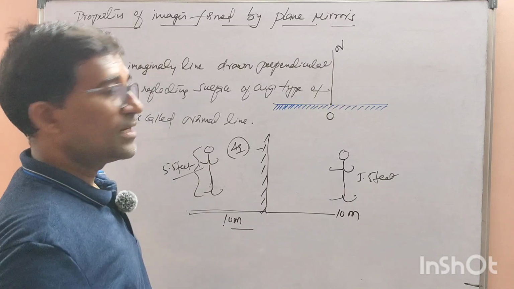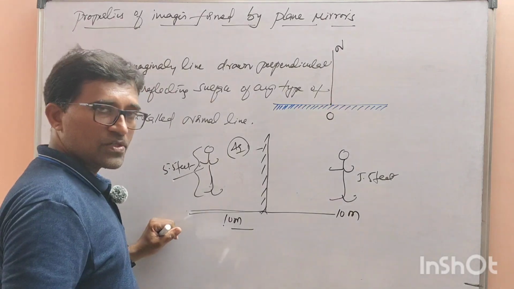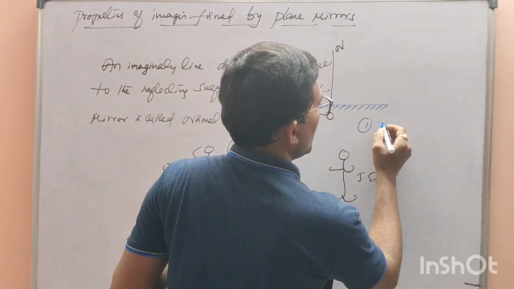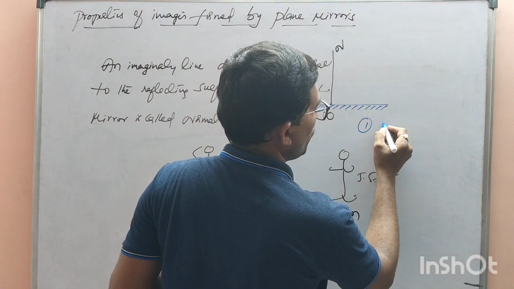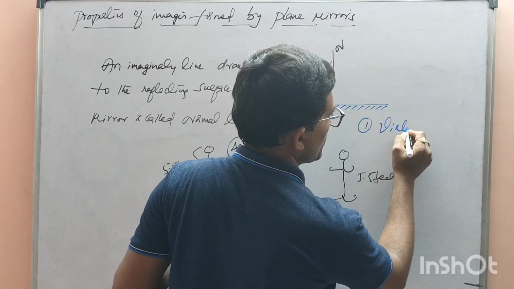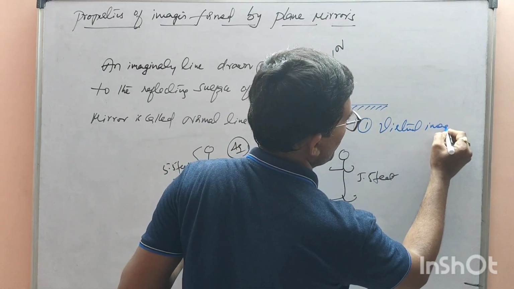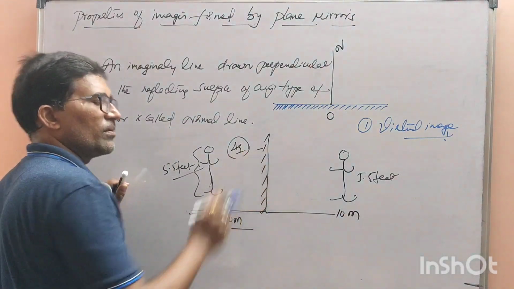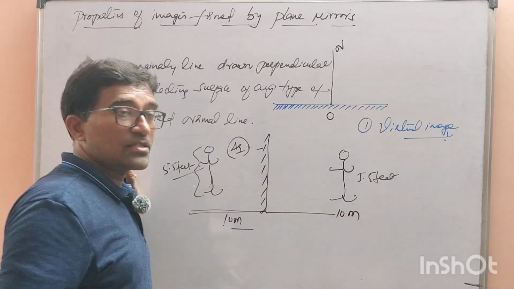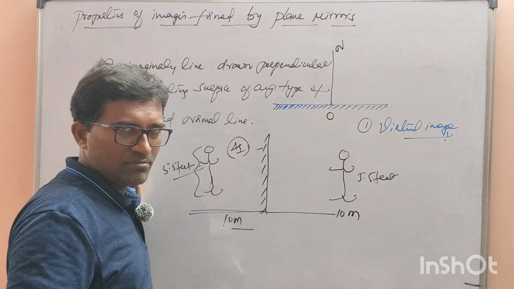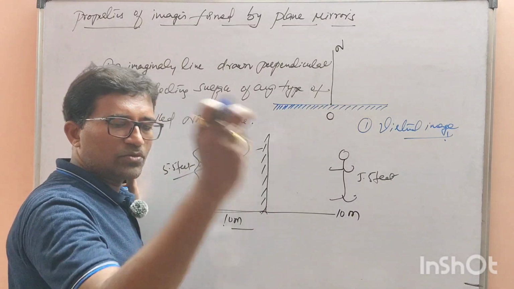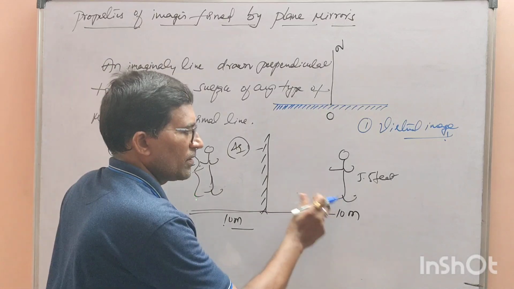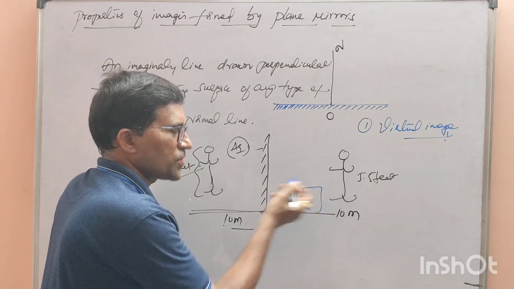First, the properties of the image formed by plane mirrors. The first property is that the image formed by a plane mirror is always a virtual image. Sir, what is the meaning of a virtual image? Plane mirrors always form virtual images. What is the meaning of virtual images? The images which cannot be caught on a screen are called virtual images. Now, if you keep a screen, like a paper or something, can you see your image on the paper?